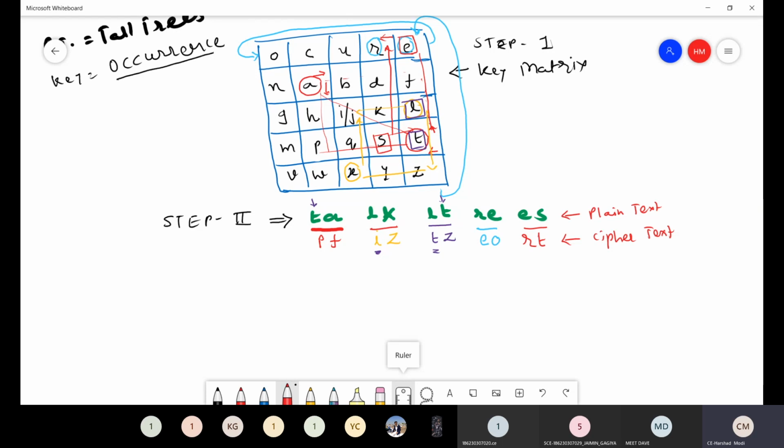The third case is if they are neither in the same row nor the same column, then they must be in a diagonal. If both the letters are in diagonal, we have to see the row of the first character and the column of the second character. Whichever cell they intersect at, we consider that character as the cipher character. And this way we can apply the Playfair algorithm for encryption. So this is all about Playfair ciphers.